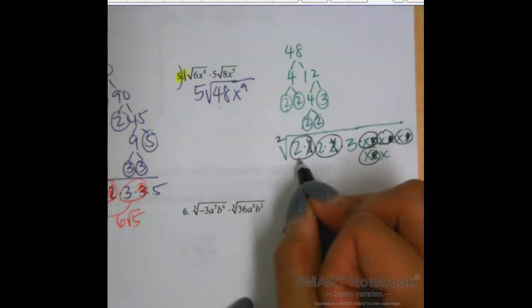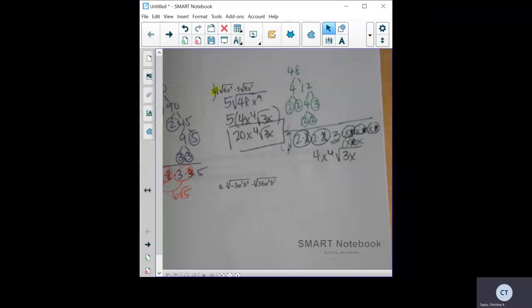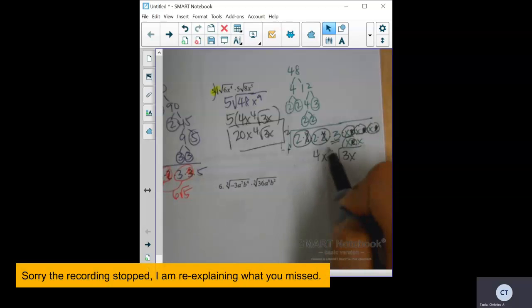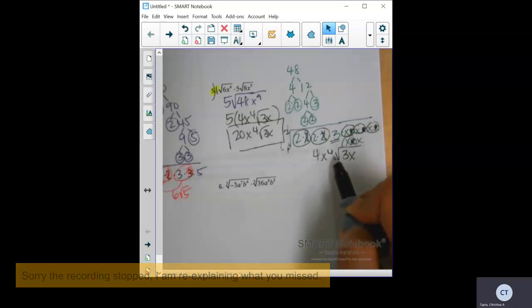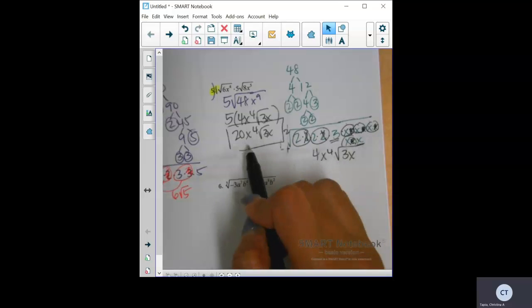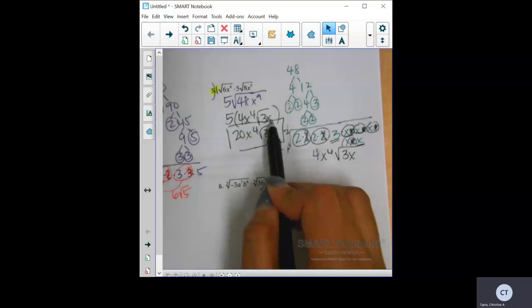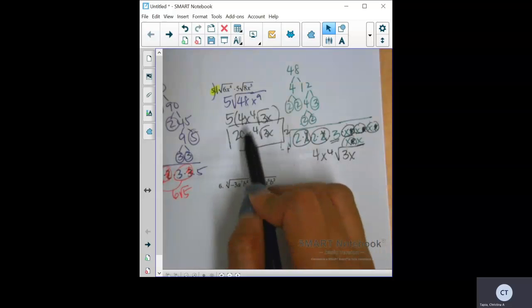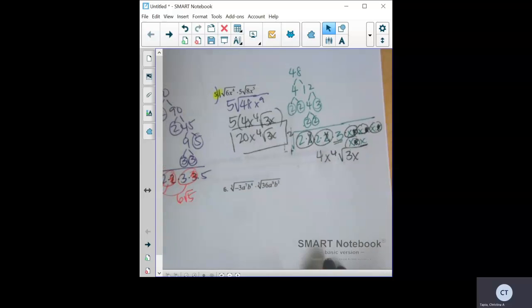So from the numbers, we're going to have 2 times 2, which is 4. All right, so we had x to the 4th power. There were 4 x's. We have the square root of 3x because there's a 3 left over here and x left over here. And then I substituted in. So I replaced this right here, and I simplified it. So 5 times 4 gives me 20. Recopy the x, recopy the square root.